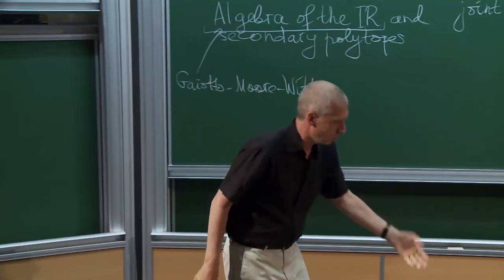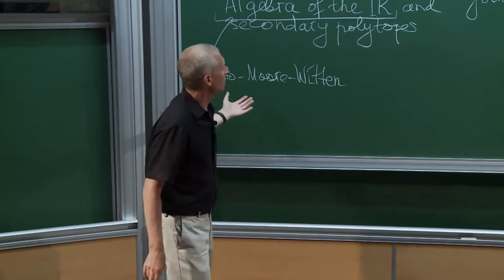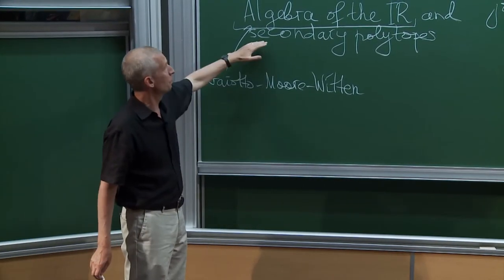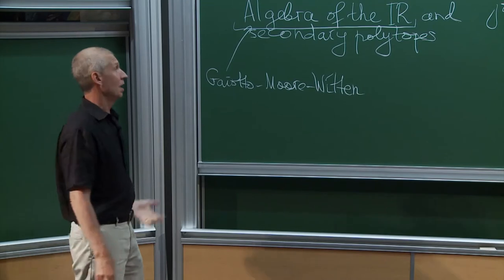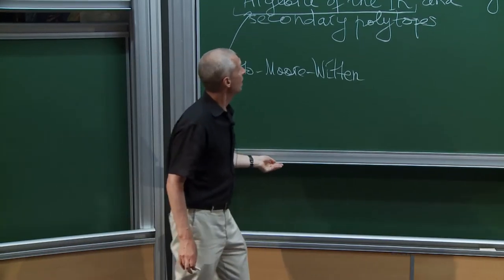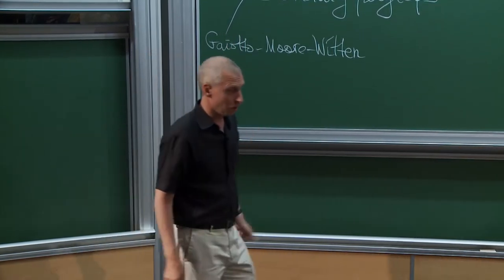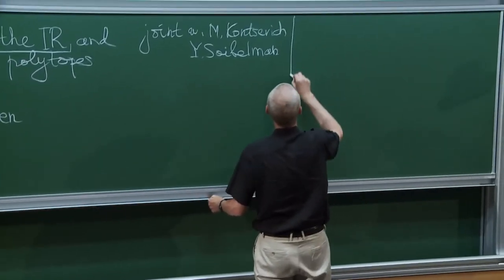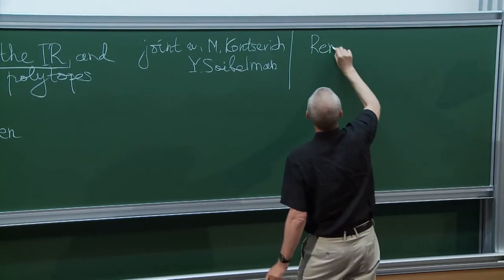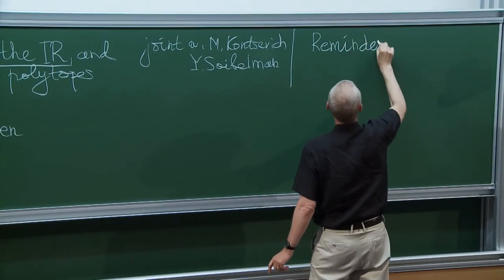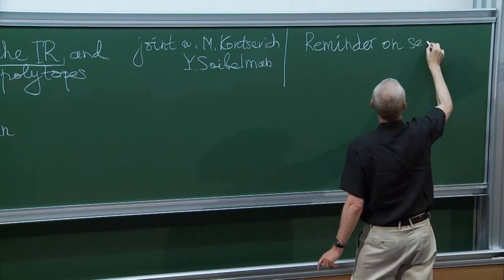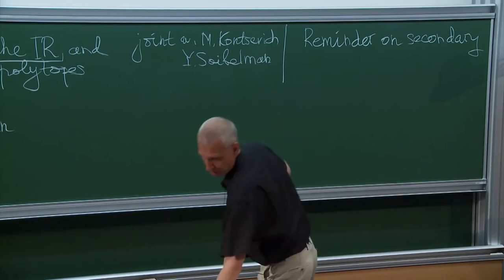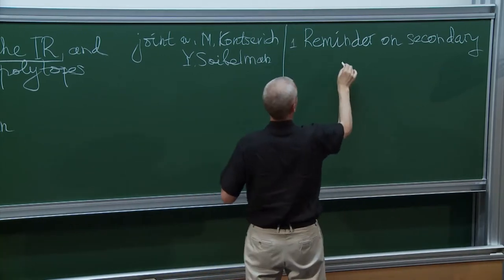And now let me do the most elementary logical exposition. We shall start with secondary polytopes and their properties, and then it turns out that some of the properties are relevant for this physical point of view. So let me start here: a reminder on secondary polytopes. This would be part one, secondary polytopes.